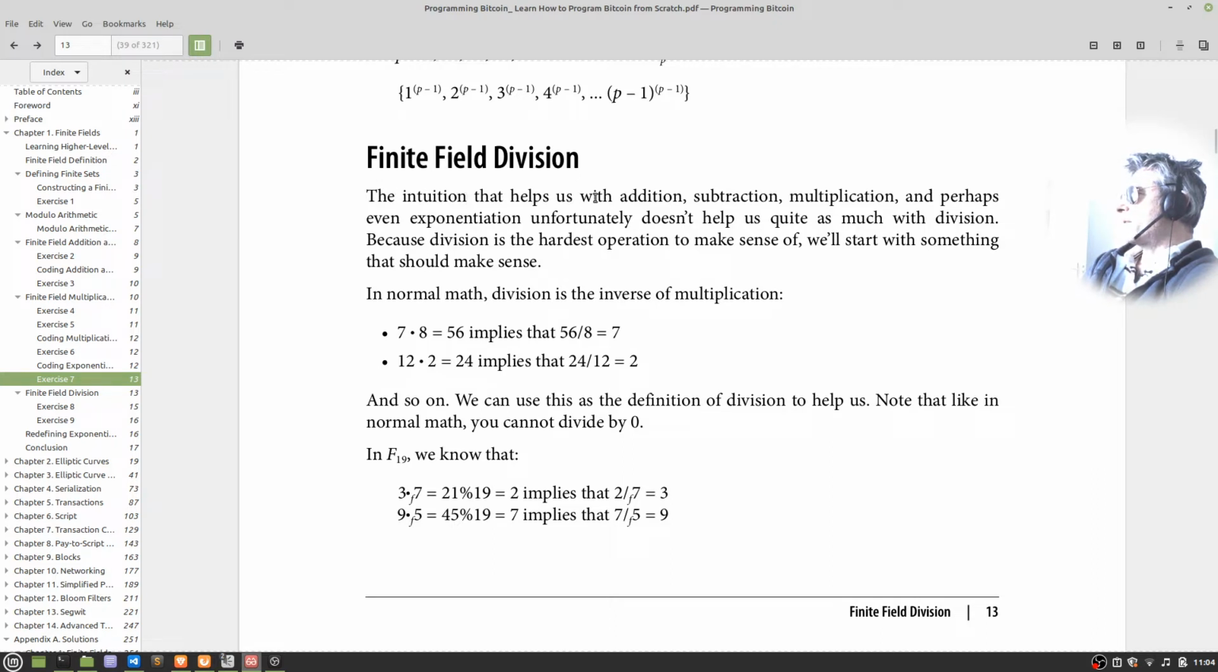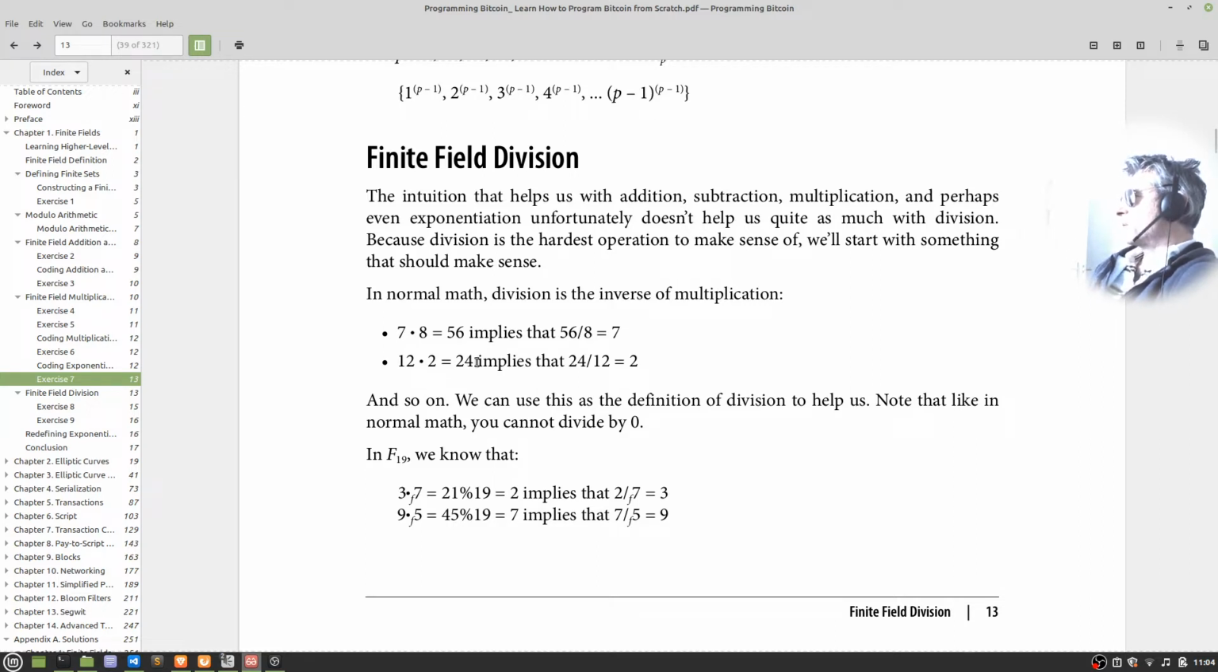the intuition that helps us with addition, subtraction, multiplication, and perhaps even exponentiation, unfortunately doesn't help quite as much with division. Because division is the hardest operation to make sense of. We'll start with something that should make sense. So 7 times 8 equals 56 implies that 56 over 8 equals 7. So what you're doing is switching it.